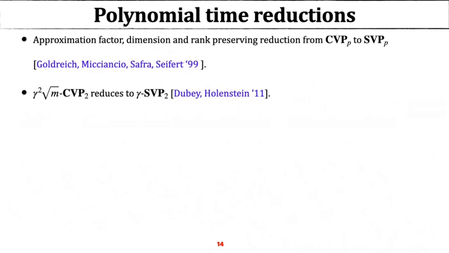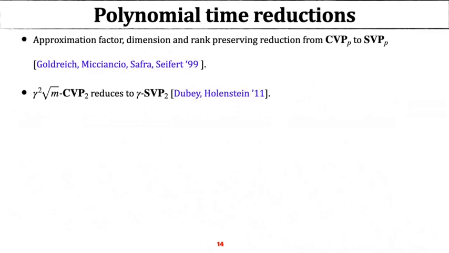And in the other direction, there is a reduction known only for the L2 norm, but in this reduction, we lose at least square root m approximation factor. And this reduction goes from square root gamma squared times square root m approximation of CVP in L2 norm to gamma approximation of SVP in L2 norm. So this is all we know about reduction between CVP and SVP.